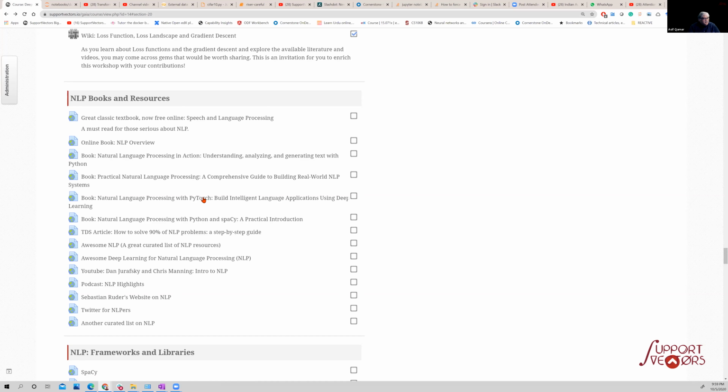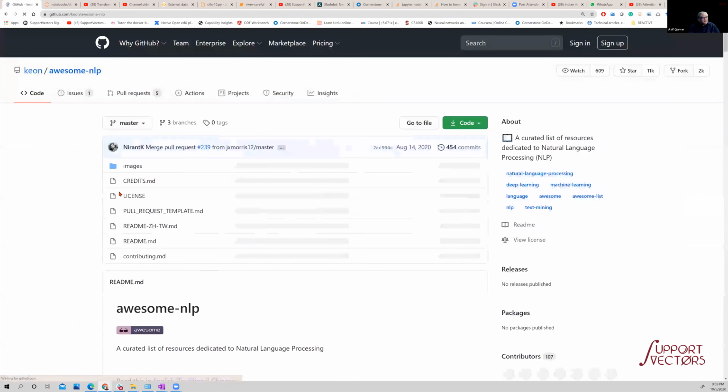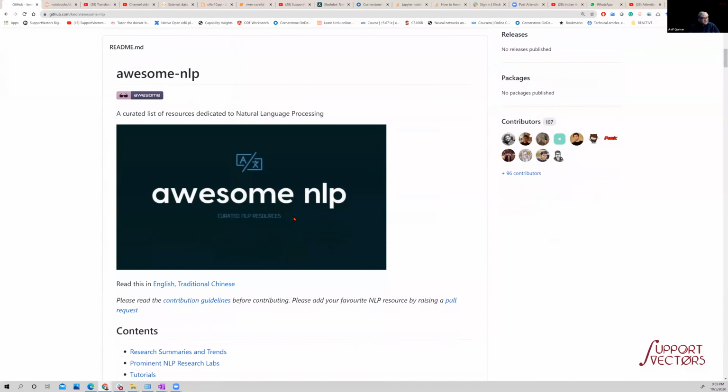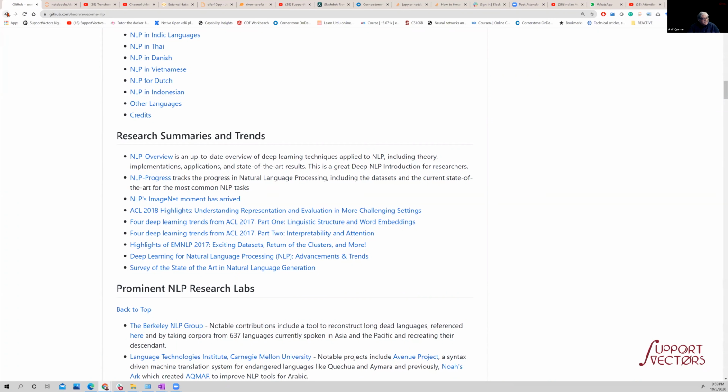Now, then there are some articles. Now I put some curated list. People have created some awesome lists; somehow the word awesome seems to be associated with it. There is an awesome NLP. It's a curated list of lots of NLP resources. I would highly encourage that you bookmark it. And it's a wealth of information that you can get here.